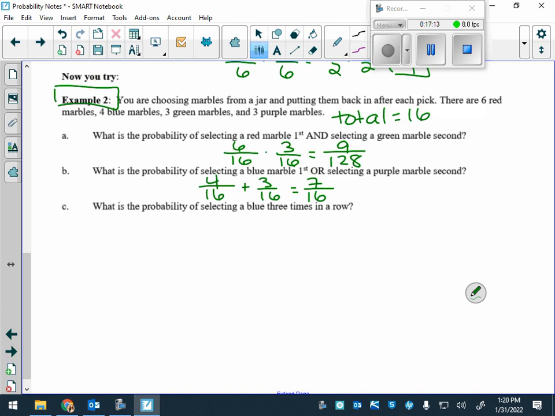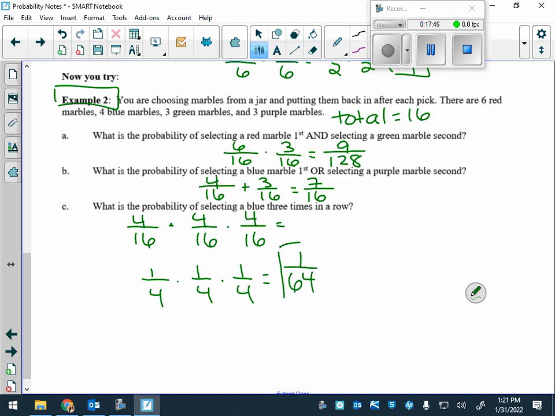So what are we doing here? Multiply. Okay, so selecting a blue was 4 out of 16. And obviously, are we adding or subtracting, multiplying? Sorry, multiplying, you said. But 4 over 16 can be reduced: 1 over 4, 1 over 4. What was our final answer? 1 over 64. Excellent. How many of you did get all 3 of those correct? Good. Good job.